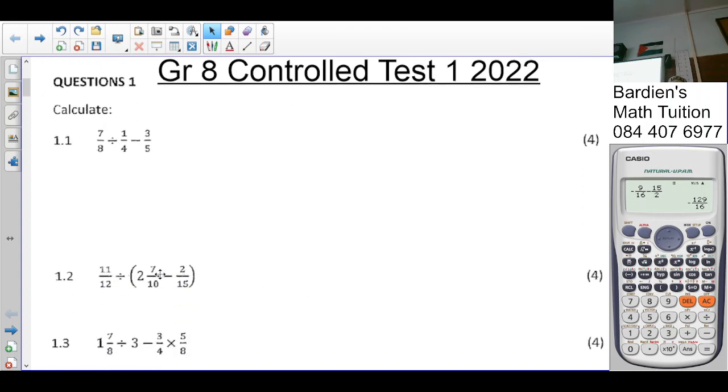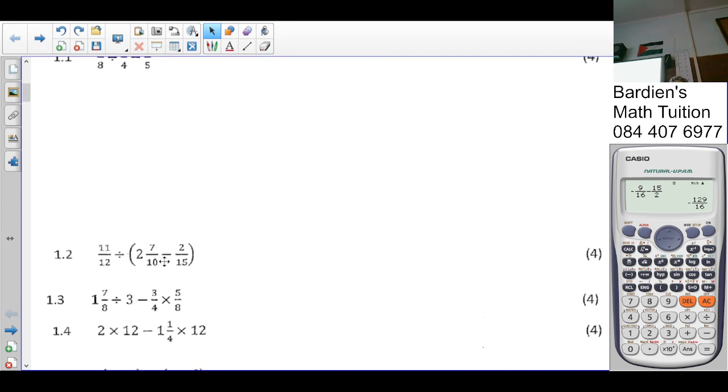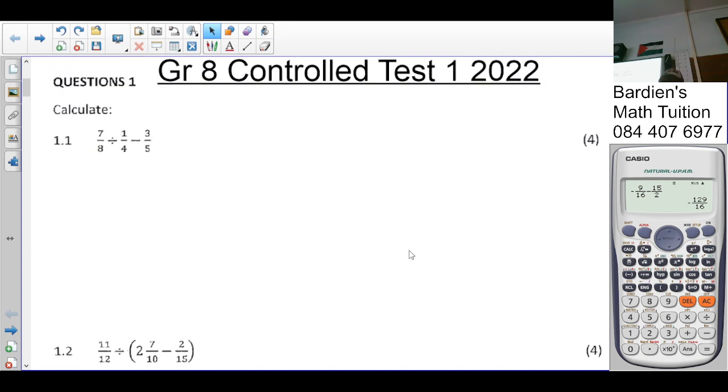First question, it says calculate. So that's your Bodmas questions. Every time we do Bodmas and we ask you any problems, you people say no, no, no. But most of you did not get full marks for Bodmas. Sad.